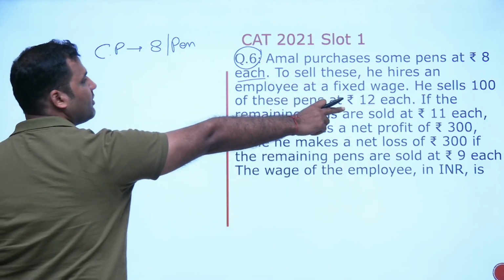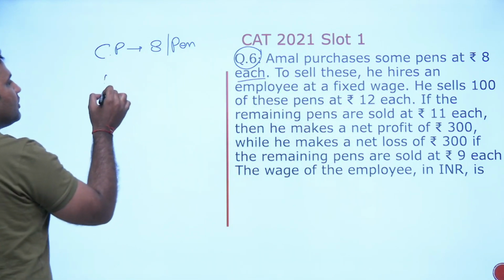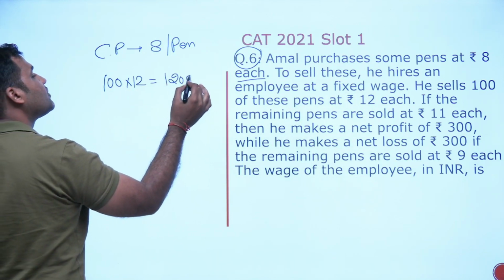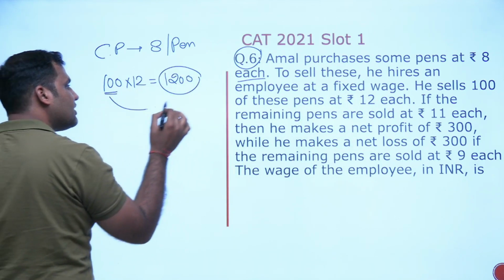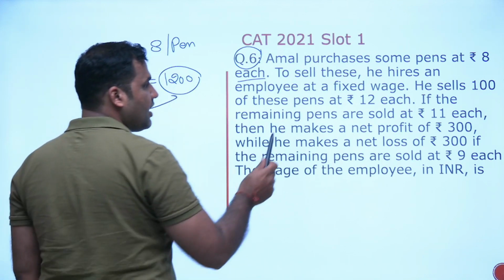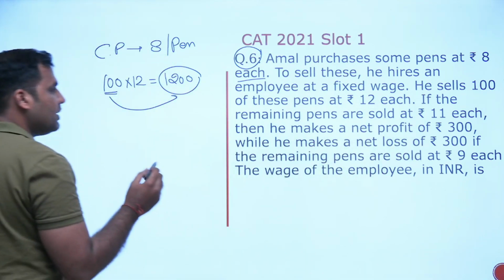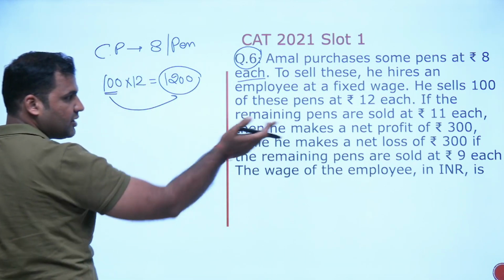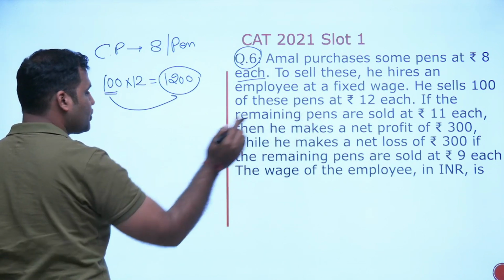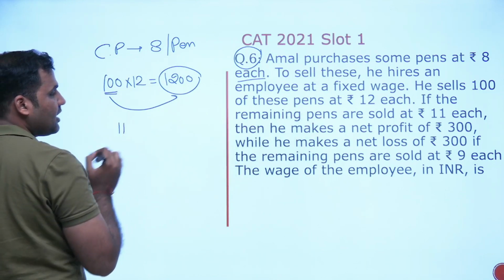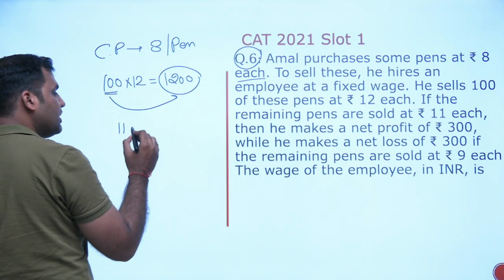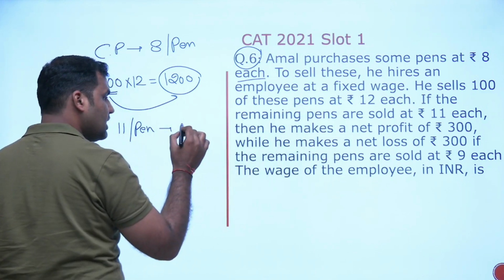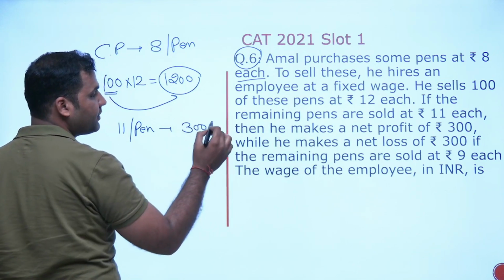He sold each pen for 12 rupees. He sold 100 pens at 12 rupees. So that means the total selling price, the money he got from selling 100 pens, is equal to 1200. Now if the remaining pens are sold at rupees 11, how many pens are left? We do not know the number of pens this person purchased, but we can say that if the rest of the pens are sold at 11 rupees per pen, he will make a profit of 300 rupees.